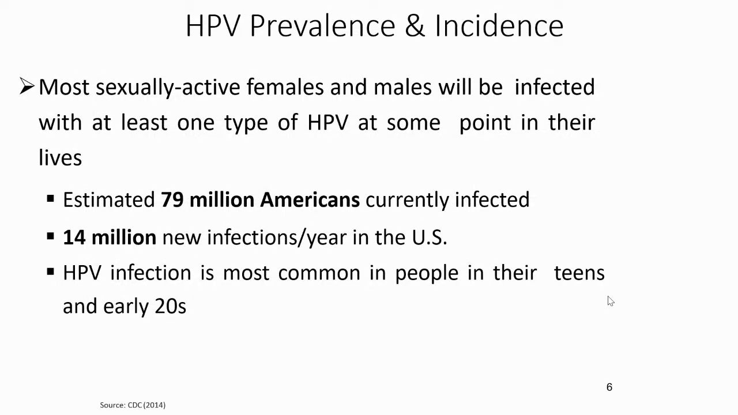Most sexually active females and males will be affected at some point in their lives with HPV. That's how common it is. It's estimated that almost 80 million Americans are currently infected with it. There are 14 million new infections each year in the US, and it's most common for people in their teens and early 20s.